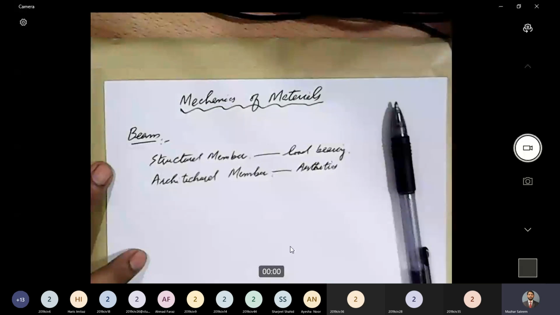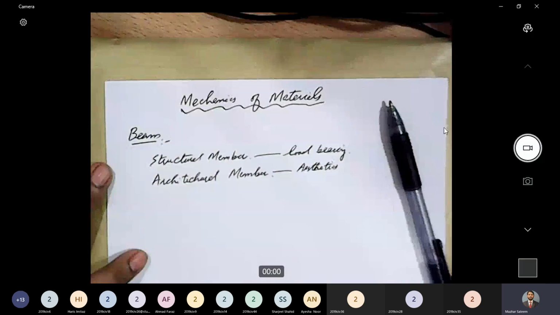And is there any example of an architectural member in a structure? One example of an architectural member is false ceiling. Just for the sake of aesthetics, for the sake of beauty or looks, it does not take care of any load. So such members are termed as architectural members. So coming back to beams, beam is a structural member, and further it takes care of transverse loading. Now, what do we mean by transverse loading?